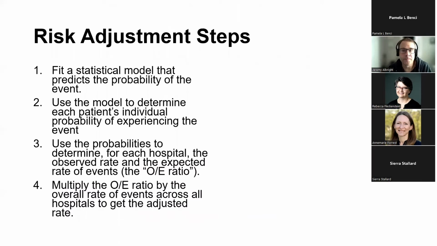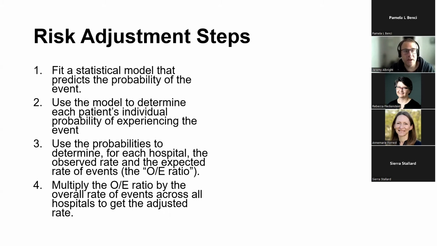So the steps that we take as the statisticians when we're given this data, you can think of it as 4 steps that follow each other. The first is that we take the patient level data for all the hospitals and we fit a statistical model to predict the probability of an event, in this case, transfusion.